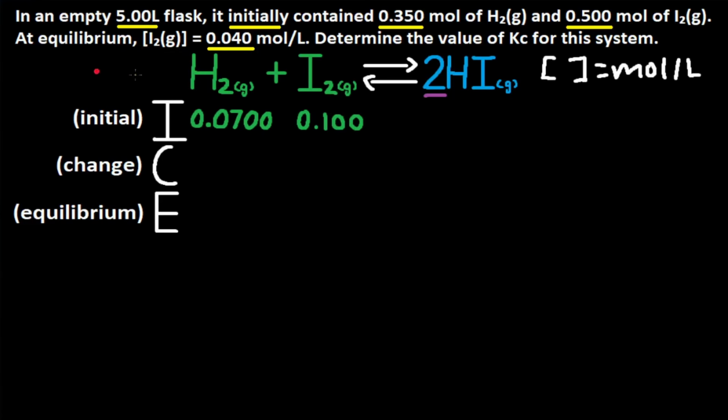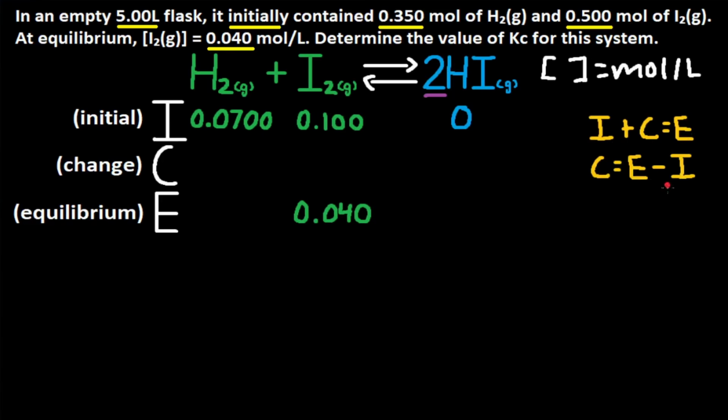This is the equilibrium concentration value. It tells us it's at equilibrium. We have 0.040 for I2. It doesn't tell us the initial value of HI, so we assume it is 0. Initial plus change is equal to equilibrium, so we can get change by isolating it. Change is equal to equilibrium minus initial, so when we do 0.040 minus 0.100, we get a change of negative 0.060, and the change will be the same for everything.